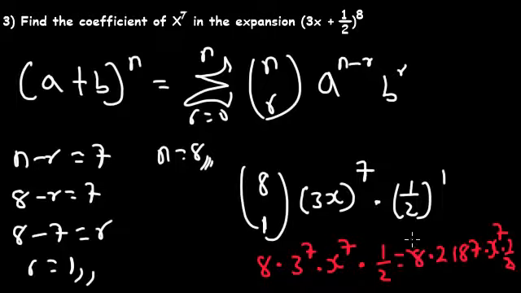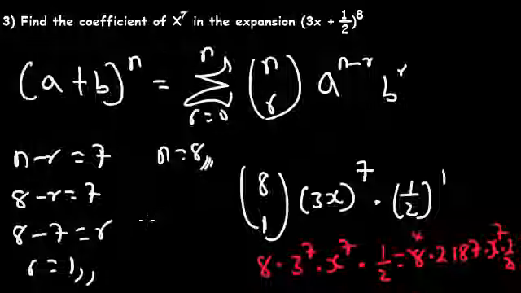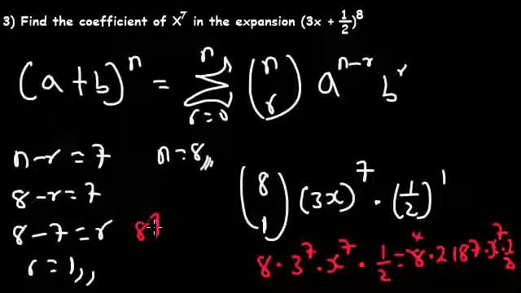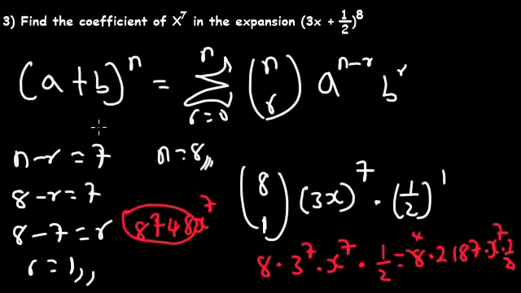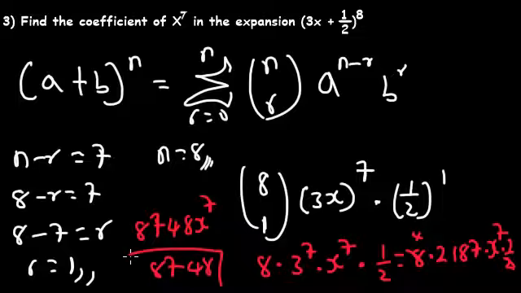So the half can reduce the 8 to 4. So we can just have 4 times 2,187, so we got 8,748. So therefore, the coefficient of x raised to the power 7 would be 8,748. So we have 8,748x raised to the power 7. So this is the coefficient of x raised to the power 7. So that value is what you will take, 8,748. So this is your answer.